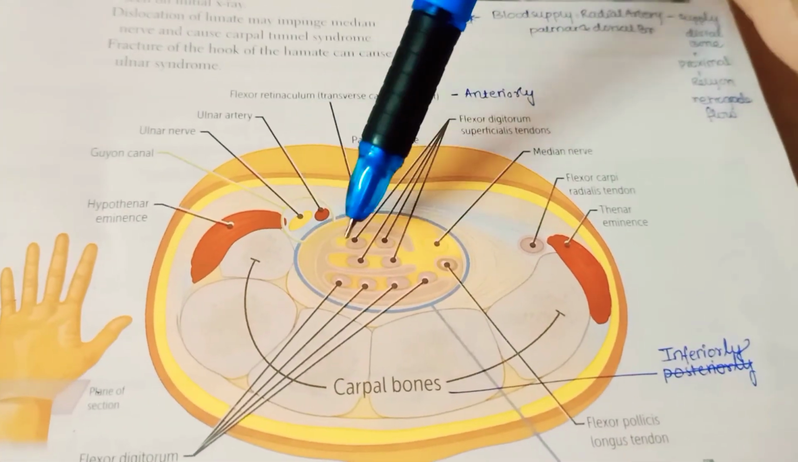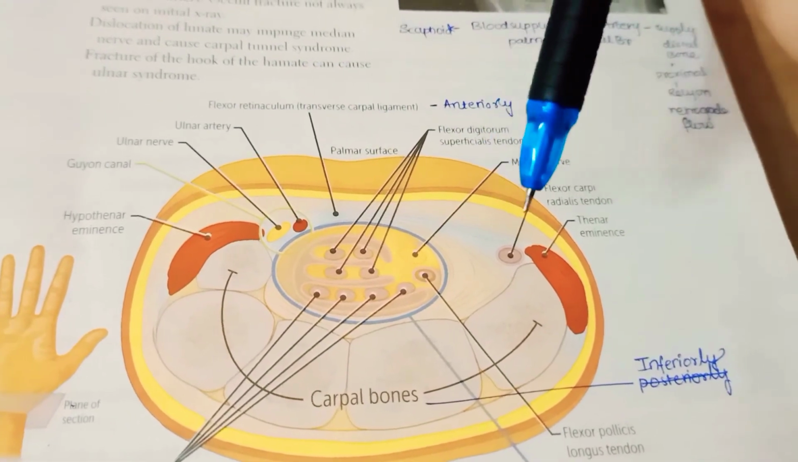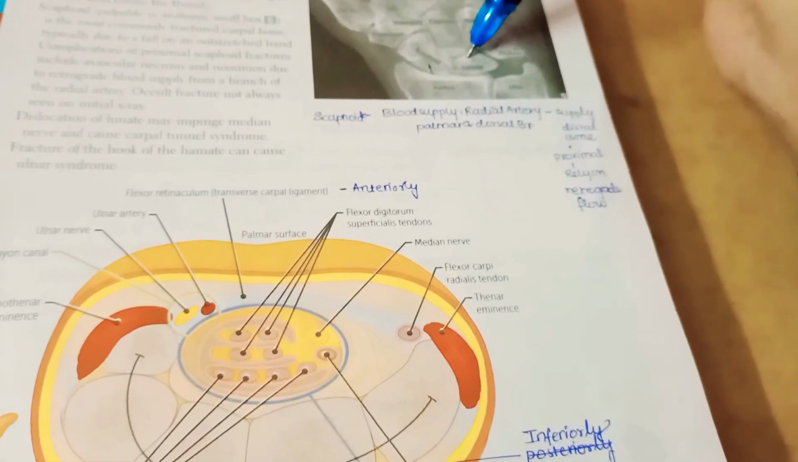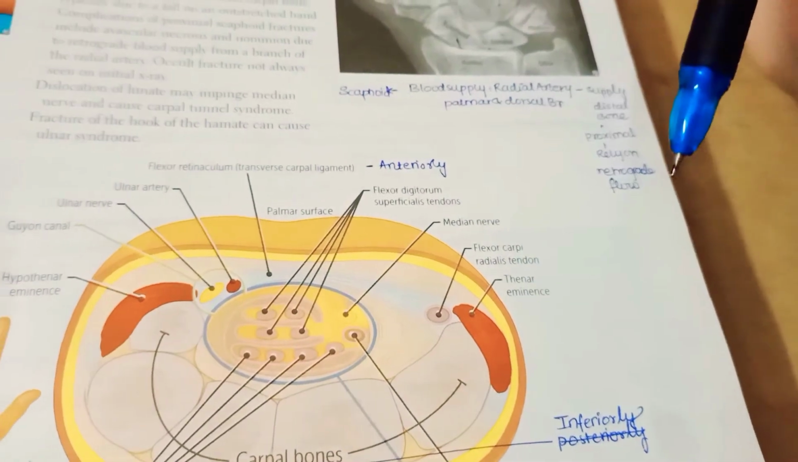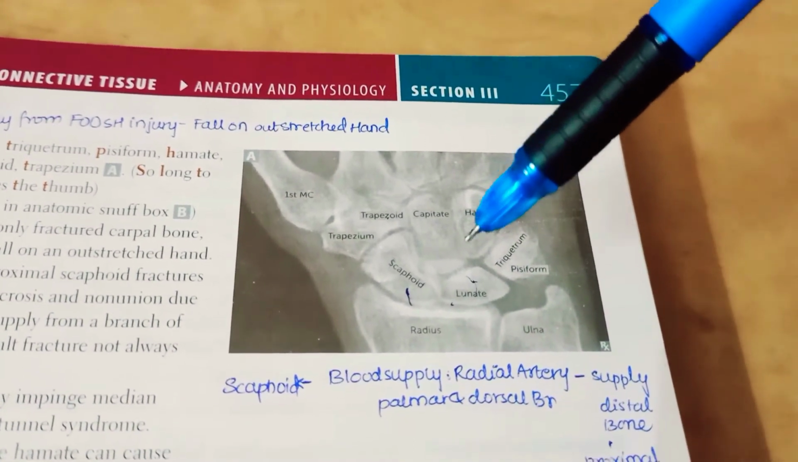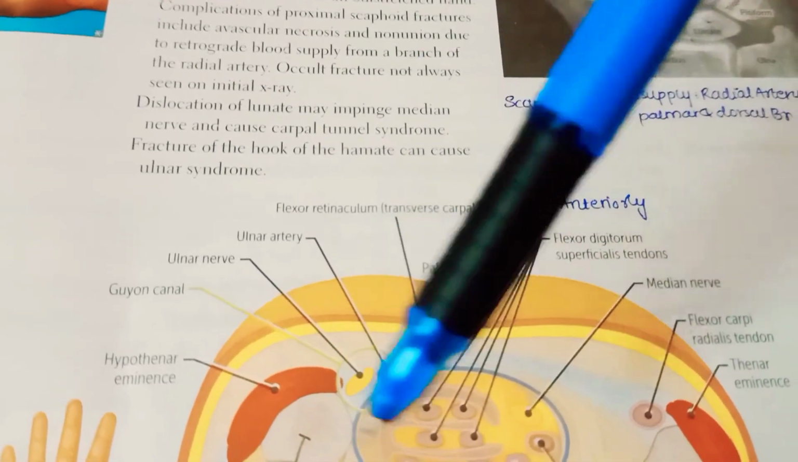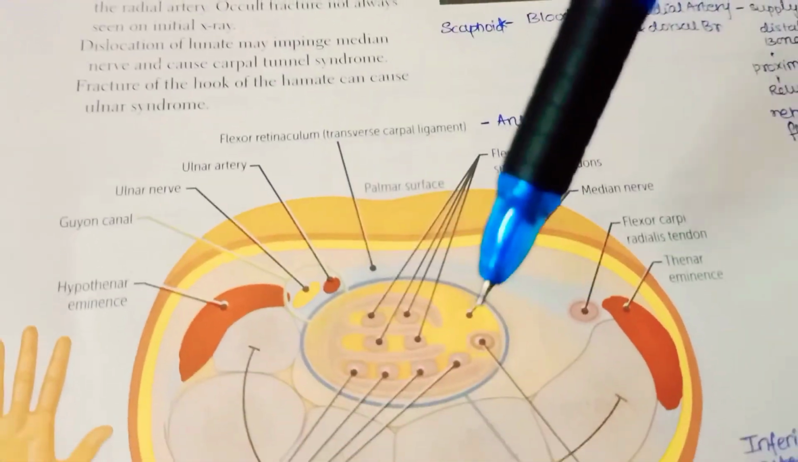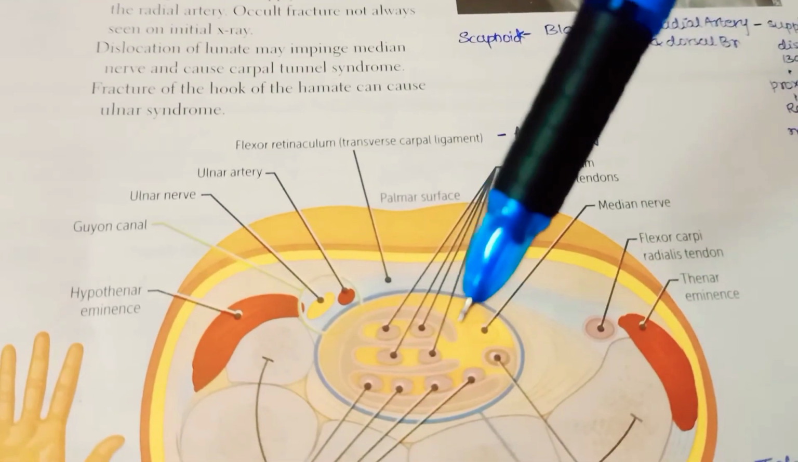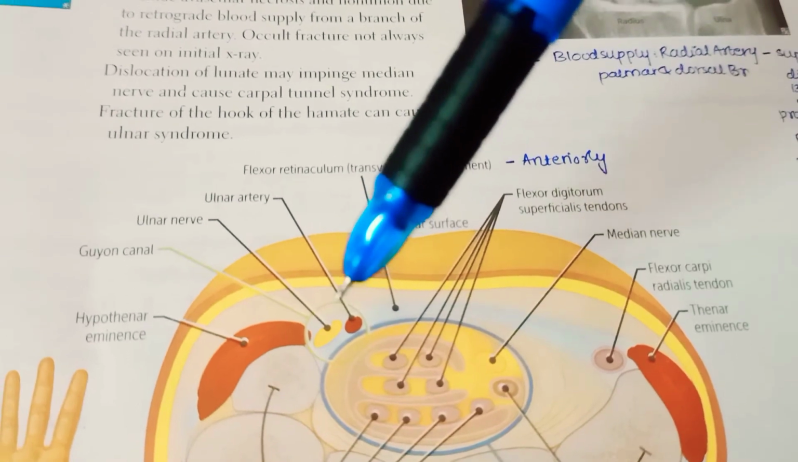Above the carpal tunnel you can see this is Guyon's canal, through which the ulnar artery and ulnar nerve pass. Whenever the lunate bone is affected, it affects the median nerve, and that will lead to carpal tunnel syndrome. And whenever there is a fracture of the hook of hamate, this is the hamate here, if its hook is affected, it may impinge on the ulnar nerve, and that will lead to Guyon's canal syndrome. So carpal tunnel syndrome is because of the lunate bone. Guyon's canal syndrome is because of the hamate bone.